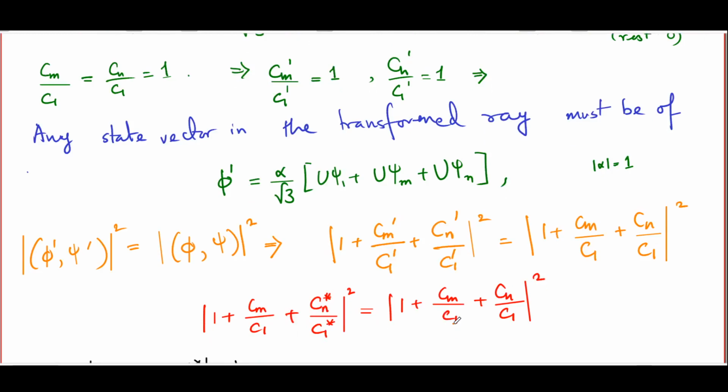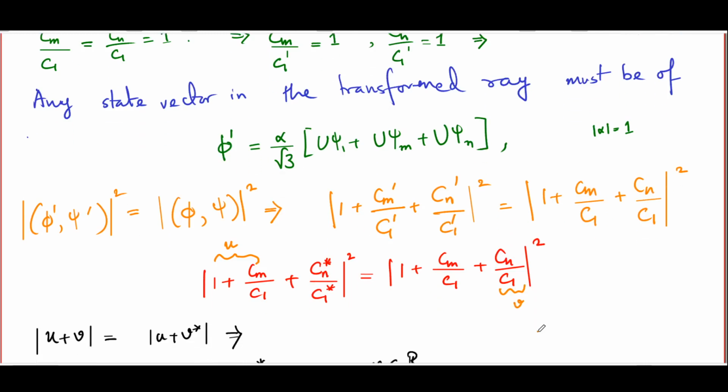This, of course, is exactly the same as |1 + Cm/C1|² + |Cn*/C1*|² ... that is, |1 + Cm/C1 + Cn*/C1*|² equals |1 + Cm/C1 + Cn/C1|². Now, if I call this quantity 1 + Cm/C1 u and this quantity Cn/C1 v, this equation becomes: the magnitude of u + v is the same as the magnitude of u + v star. Now, this can happen under two situations.